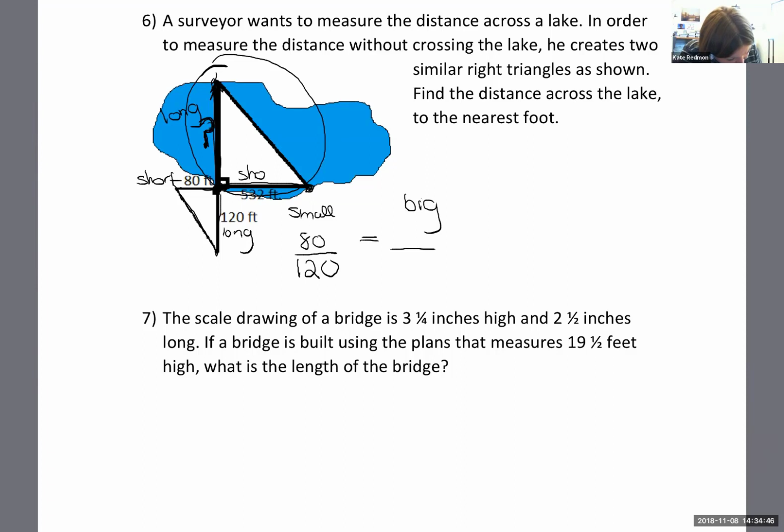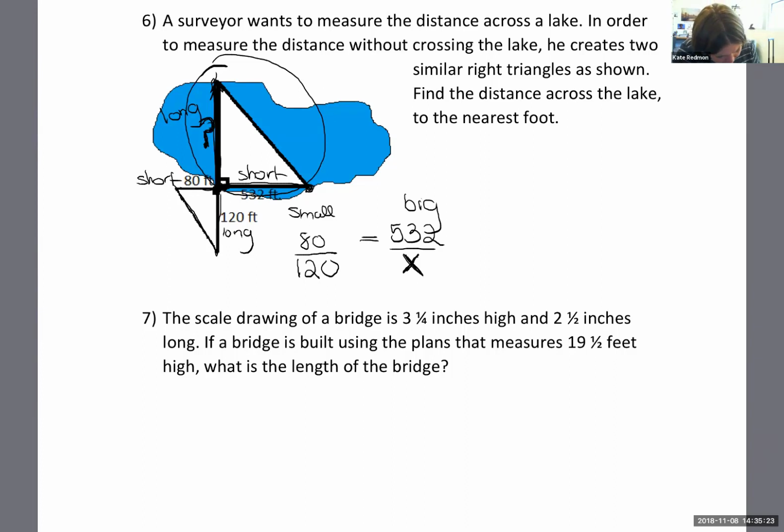So I'm going to make sure that my short 80 lines up with my short 532 and my long 120 lines up with my long unknown. And that's really where you could go awry and really where I've done you a disservice by not doing similar shapes for a month. Yeah, because the only tool at our disposal is what looks like the relationships of the sides.